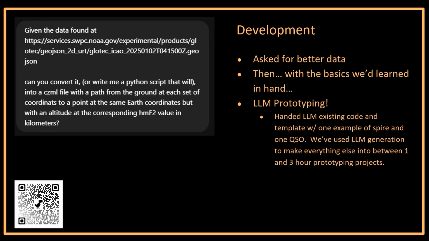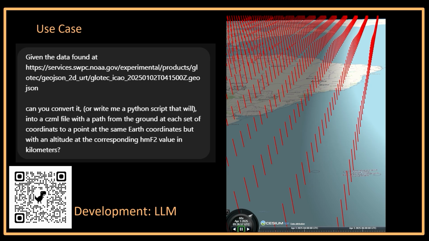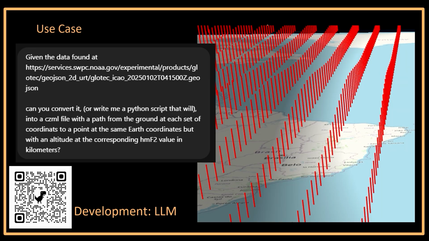Everything we're going to show you from here on out was done with LLM, or large language model, code generation prototyping. We took Hammy's code, we fed that into an LLM, we fed in the maps and the data source, and said, okay, proof of concept, let's do an F2 height map. Within about an hour, we had this. You can see that it looks good. GloTEC has very uniform data because they model where they don't actually have measured data. And you can also see the height of the ionosphere going up and down there.